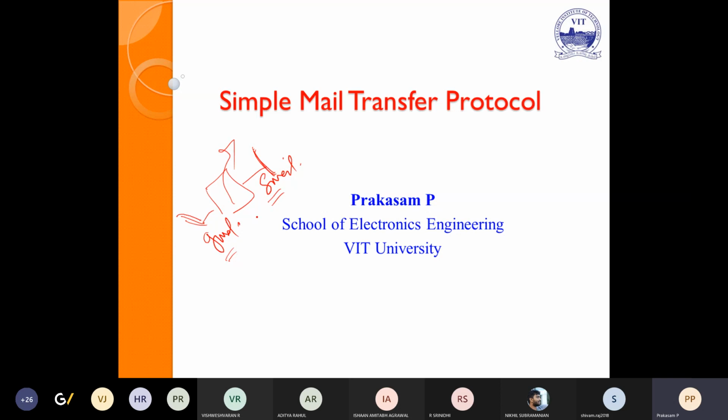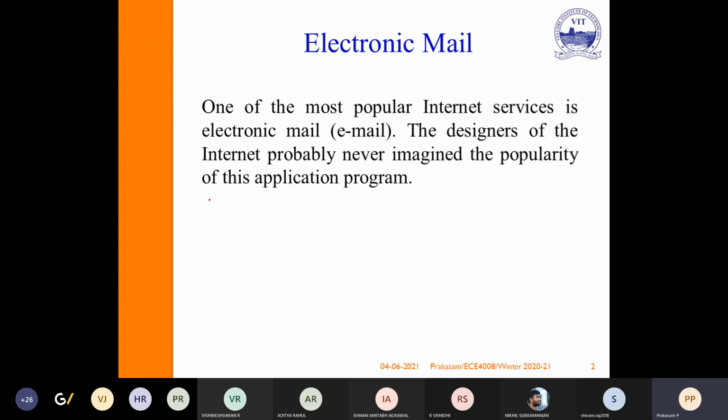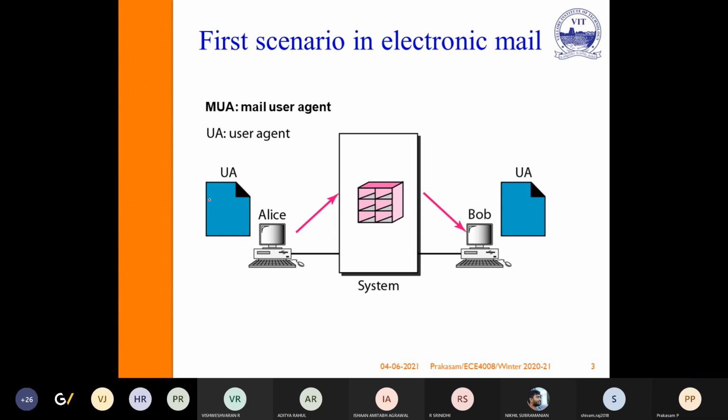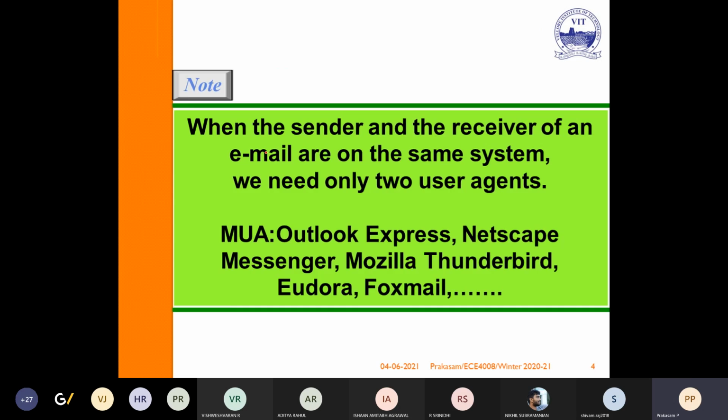If I am sending from gmail.com to yahoo.co.in, in between I need multiple user agents, because Gmail is a different system, a different domain. Yahoo.co.in is a different domain. To match between these two, we need an additional agent. So if only within the system, I need only the user agent for my mail ID. If I'm going outside that, I need the mail transfer agent.